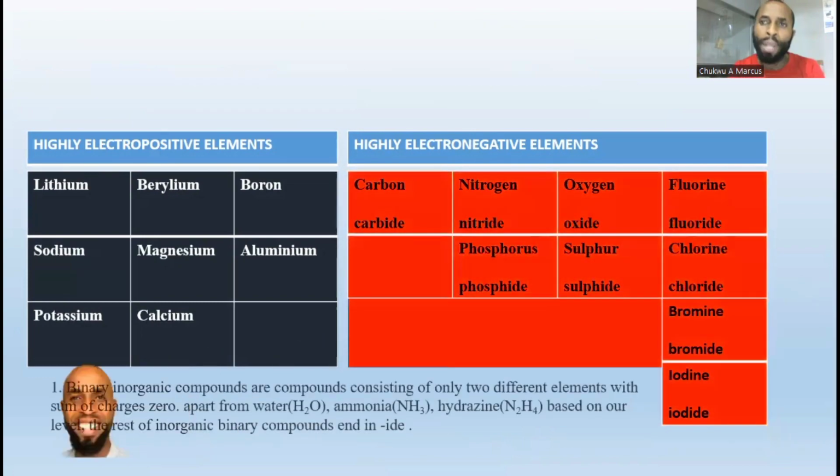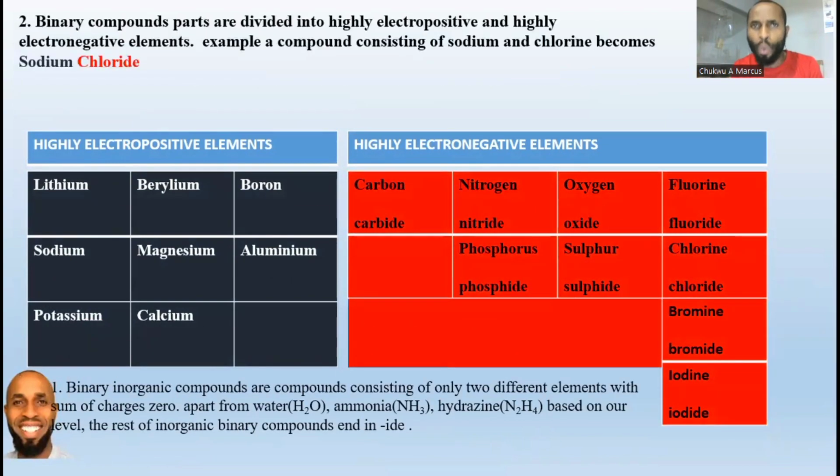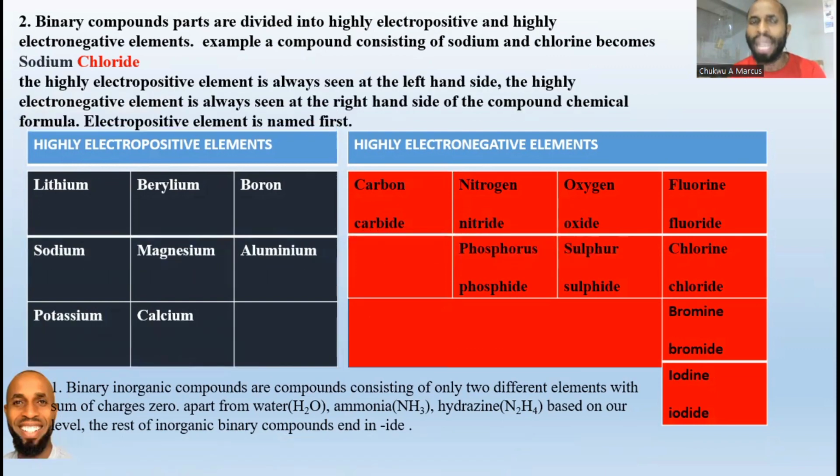And these inorganic compounds are divided into two parts, the highly electropositive and the highly electronegative. For example, we can use sodium and chlorine coming together to form sodium chloride. Sodium here is the highly electropositive and chlorine here is the highly electronegative. The highly electronegative will change its name from what it used to be and end in IDE, as you can see in carbon, nitrogen, oxygen, fluorine, phosphorus, sulfur, chlorine, bromine, iodine on the screen.